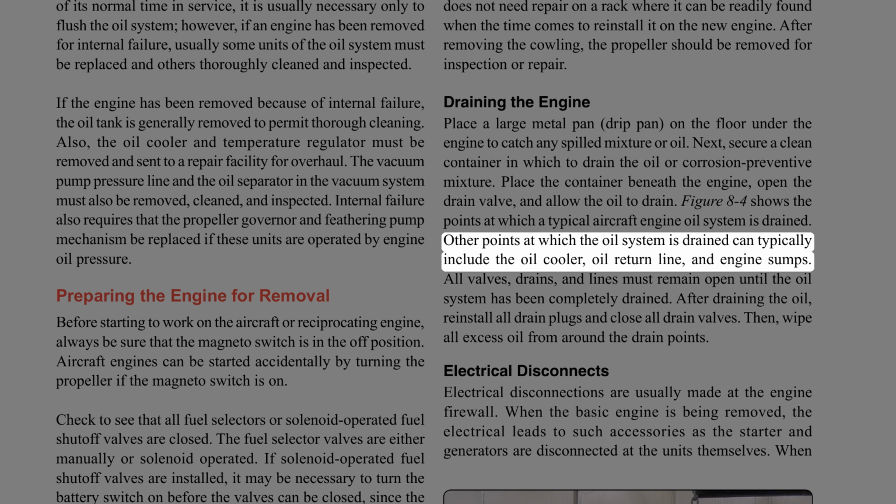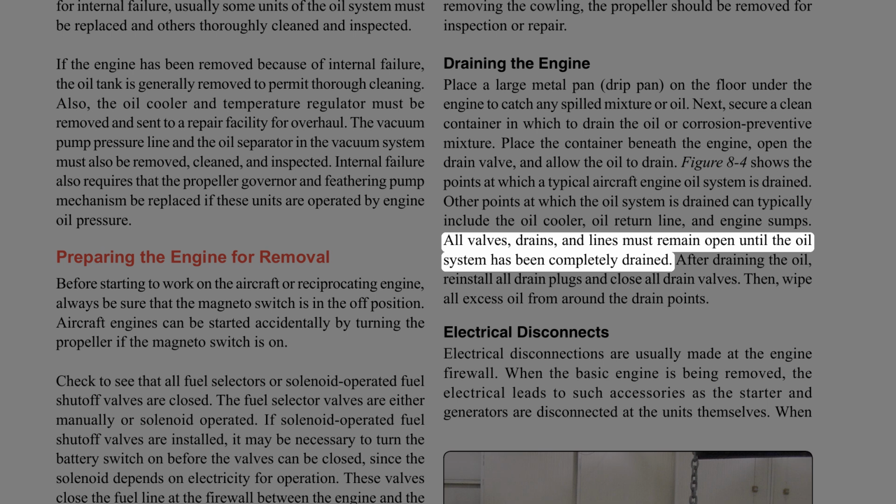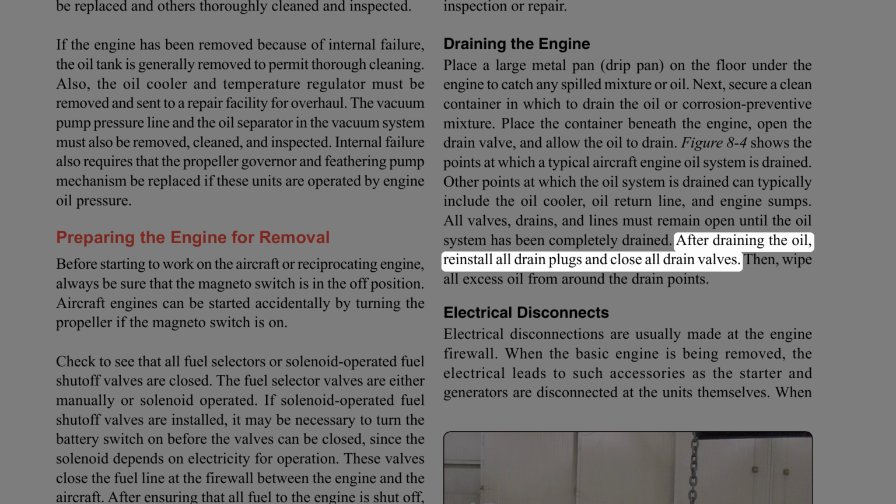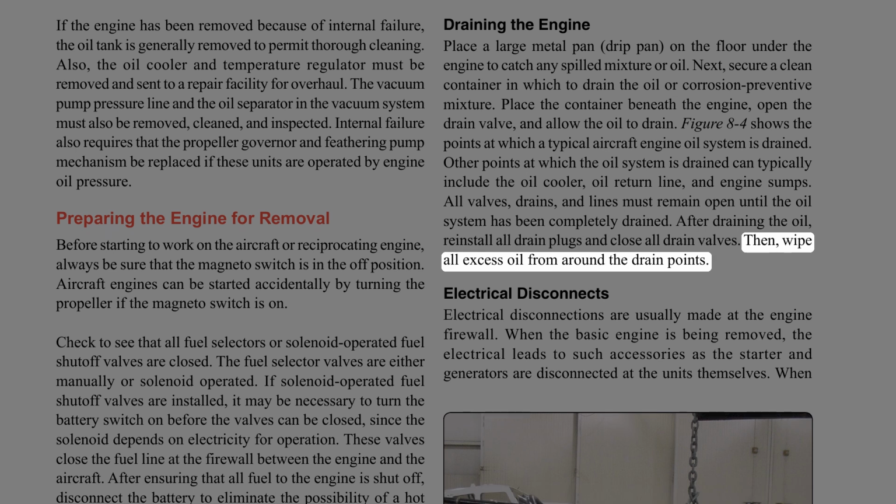Other points at which the oil system is drained can typically include the oil cooler, oil return line, and engine sumps. All valves, drains, and lines must remain open until the oil system has been completely drained. After draining the oil, reinstall all drain plugs and close all drain valves. Then, wipe all excess oil from around the drain points.